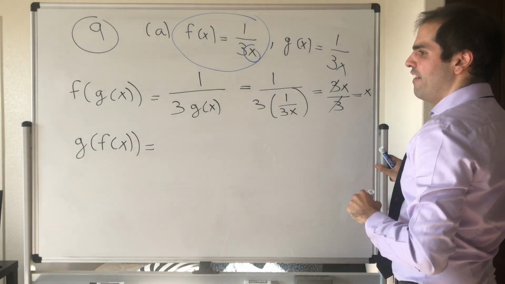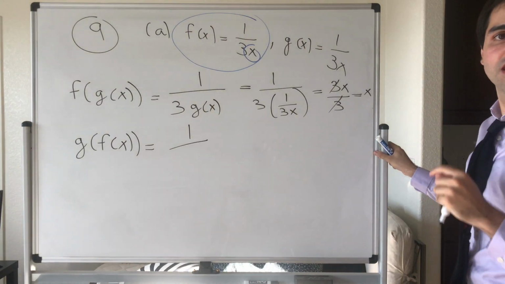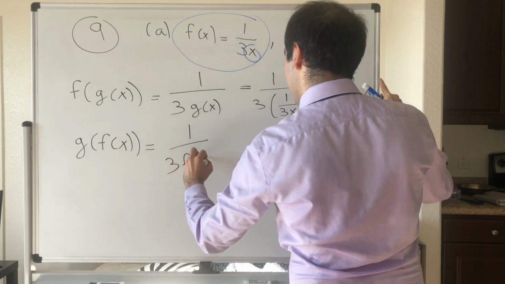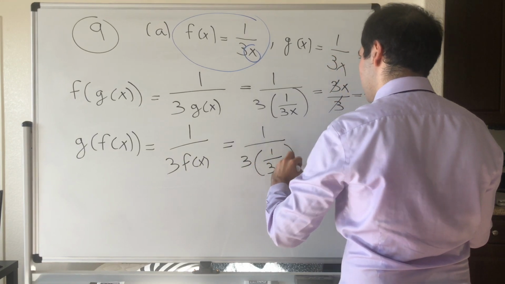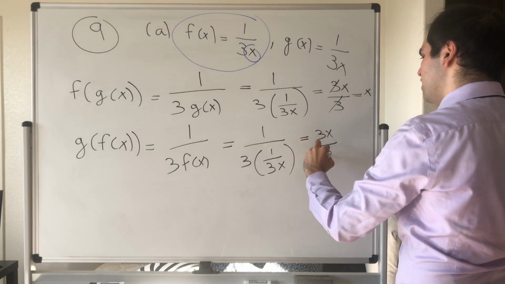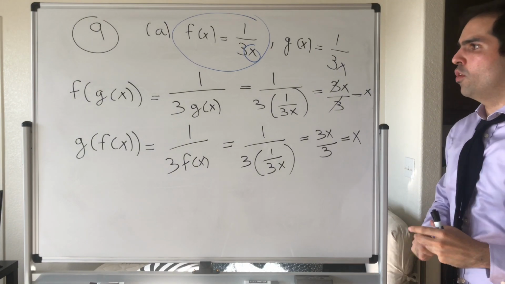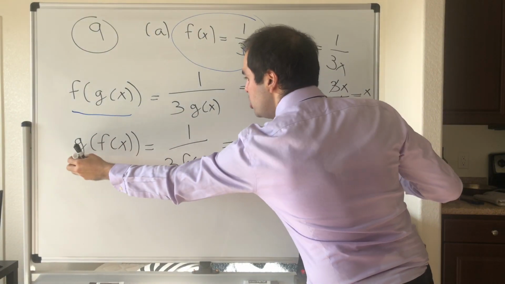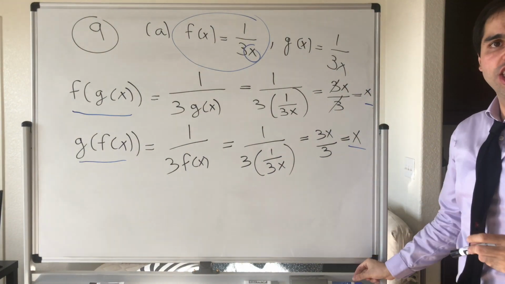Similarly, g of f of x, what this means is you take the definition of g, but replace x by f of x. So it's 1 over 3 f of x. Well, I'd like to remind you, f of x is 1 over 3x. And so again, by the same formula, this becomes 3x over 3, which is x. Now, very important, because you found f of g of x equals x and g of f of x equals x, you can conclude that f and g are inverses of each other.